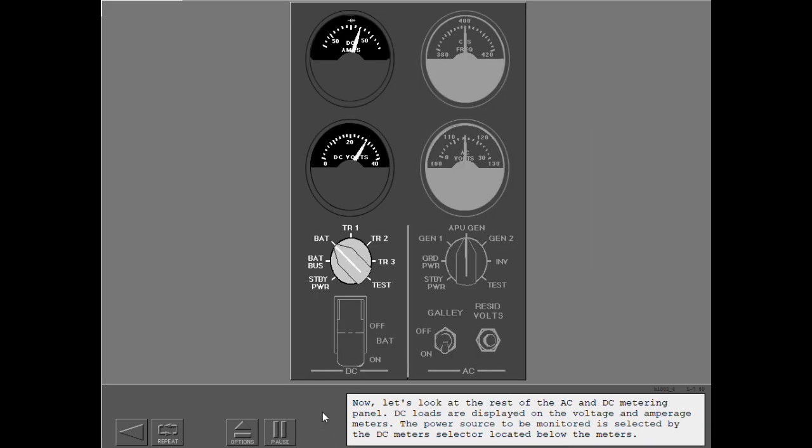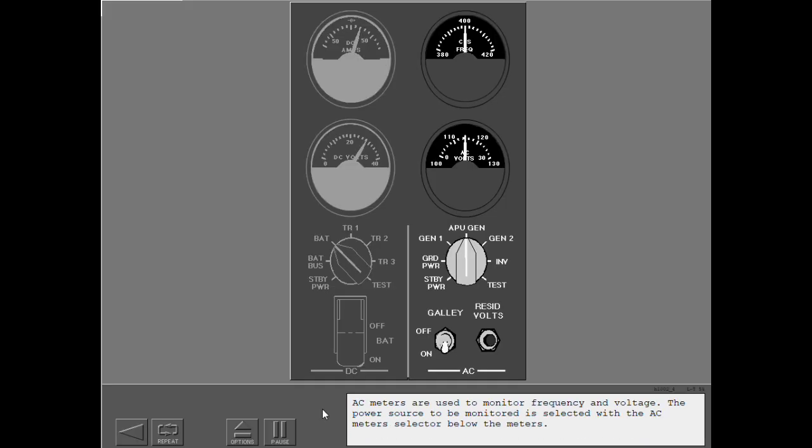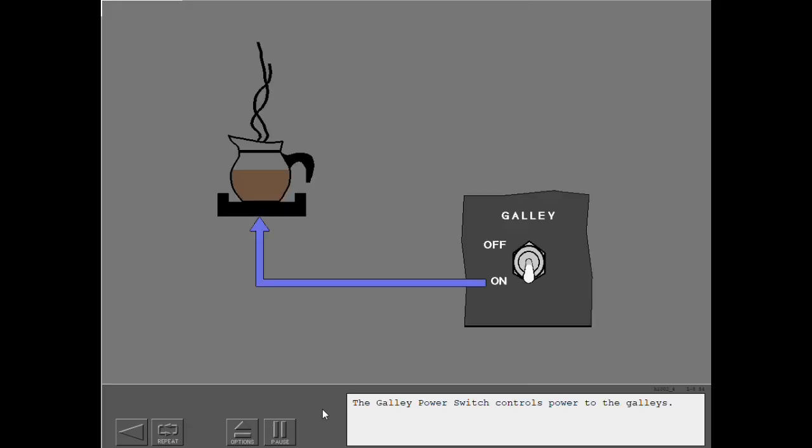Now, let's look at the rest of the AC and DC metering panel. DC loads are displayed on the voltage and amperage meters. The power source to be monitored is selected by the DC meters selector, located below the meters. AC meters are used to monitor frequency and voltage. The power source to be monitored is selected with the AC meters selector below the meters. The galley power switch controls power to the galleys.